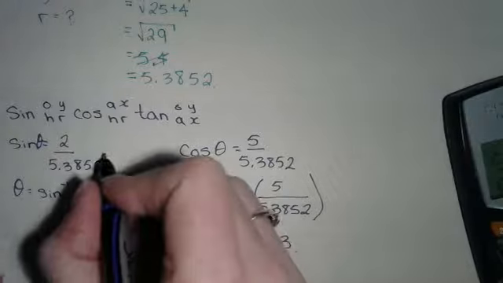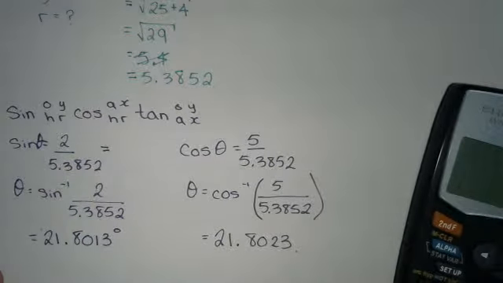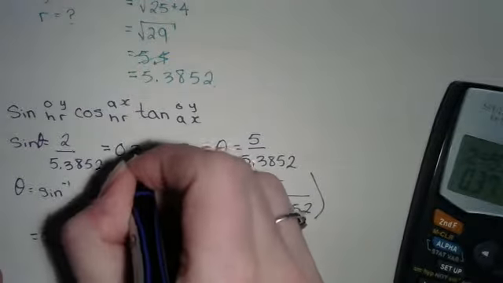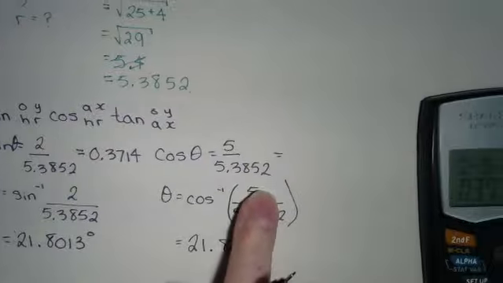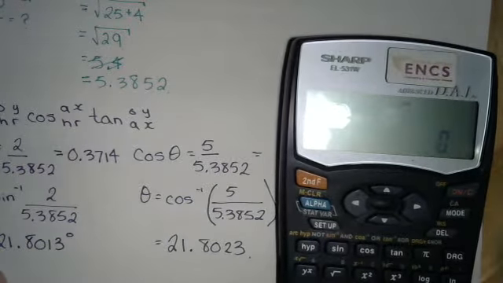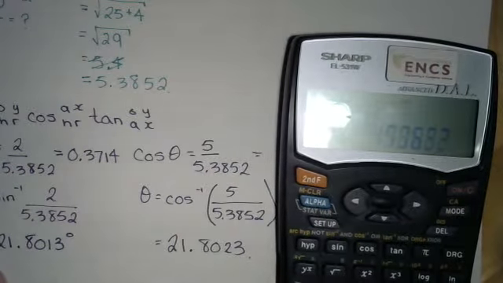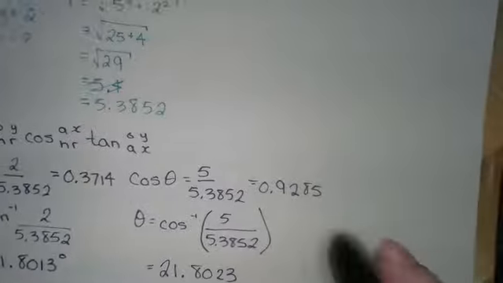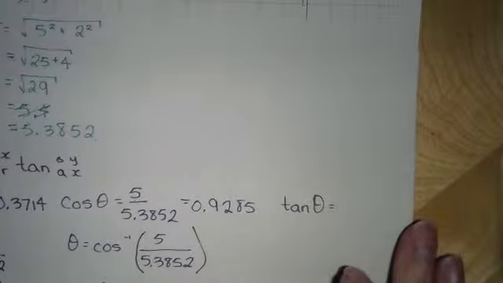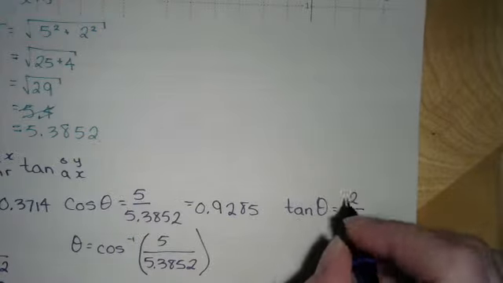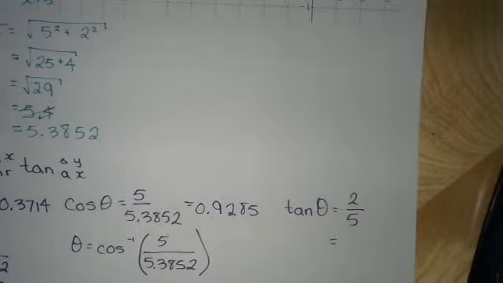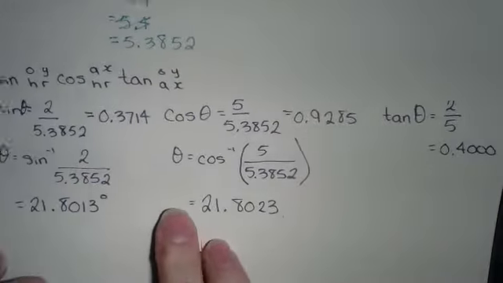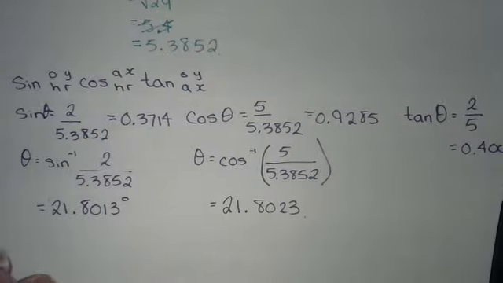The only thing that's going to be different is the actual ratios. So for sine, 2 divided by 5.3852 is 0.3714. The cosine ratio for this angle would be 5 divided by 5.3852, which is 0.9285, rounded to 4 decimal places. And tan would be y over x. Y is 2, x is 5, and that would be equal to, of course, 0.4000. So all of the trig ratios are different, and if you use them to calculate theta, once again we've checked that they are correct because they give the same angle.